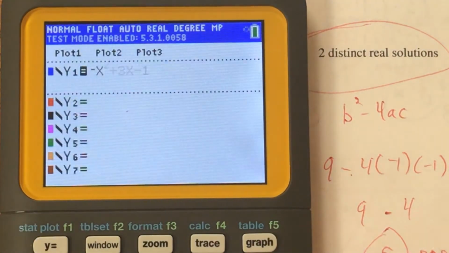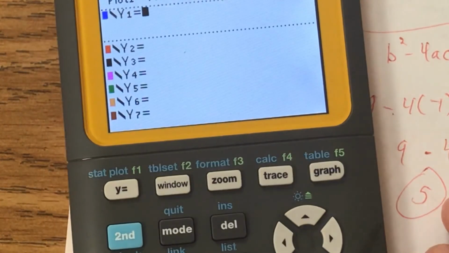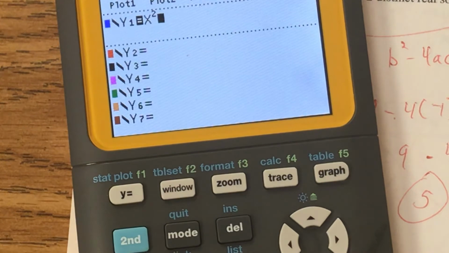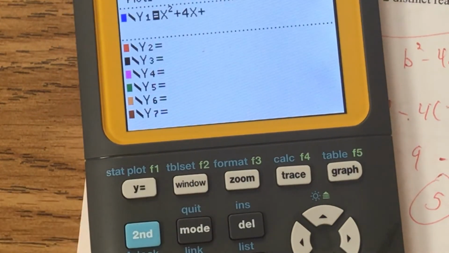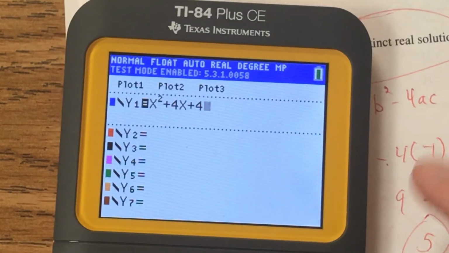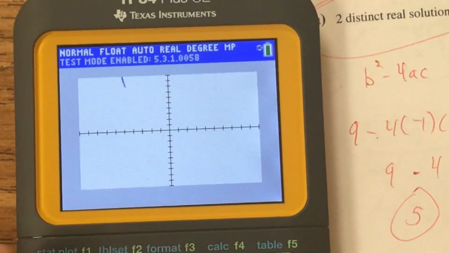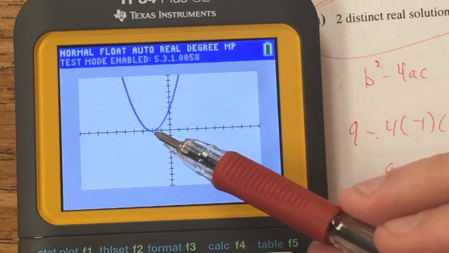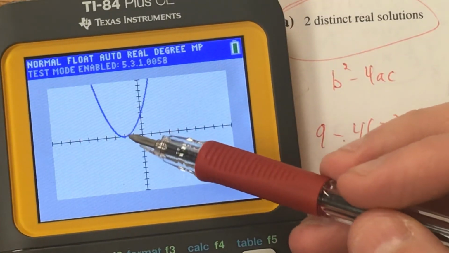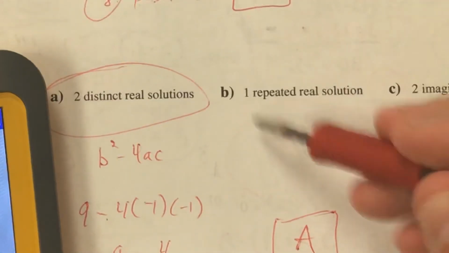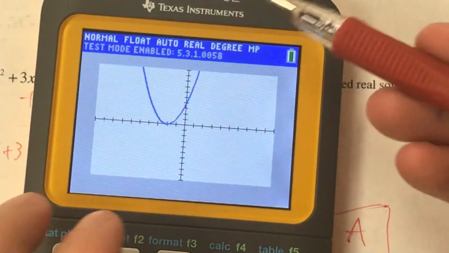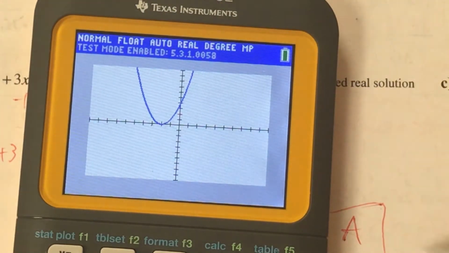An example of something that would have 1 solution, if I can think off the top of my head, let's go x squared plus 4x plus 4. I believe that'll work. If you were to make a graph that looks like this, then it hits only once. So when you see that, you would go, okay, that's just 1, 0. So it'd be 1 repeated real solution. So that's not on this paper, but that's what it would look like.